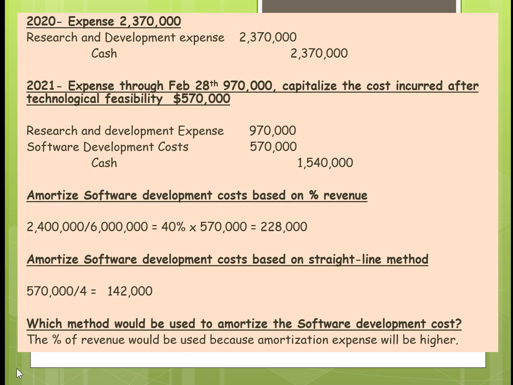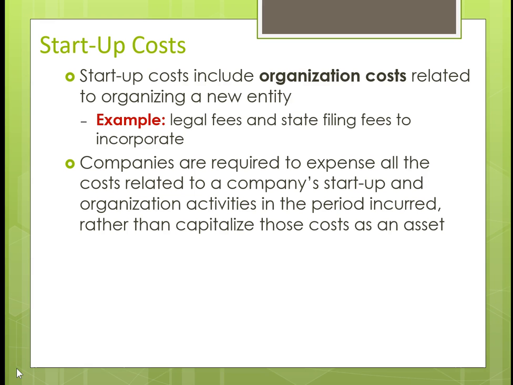Not too bad. And then the last thing we're going to talk about is startup costs. Now, here's the thing to remember: because there's so much uncertainty when an organization starts up, we expense all costs associated with organizing the business. That's the rule. So that ends part 4 for chapter 10.